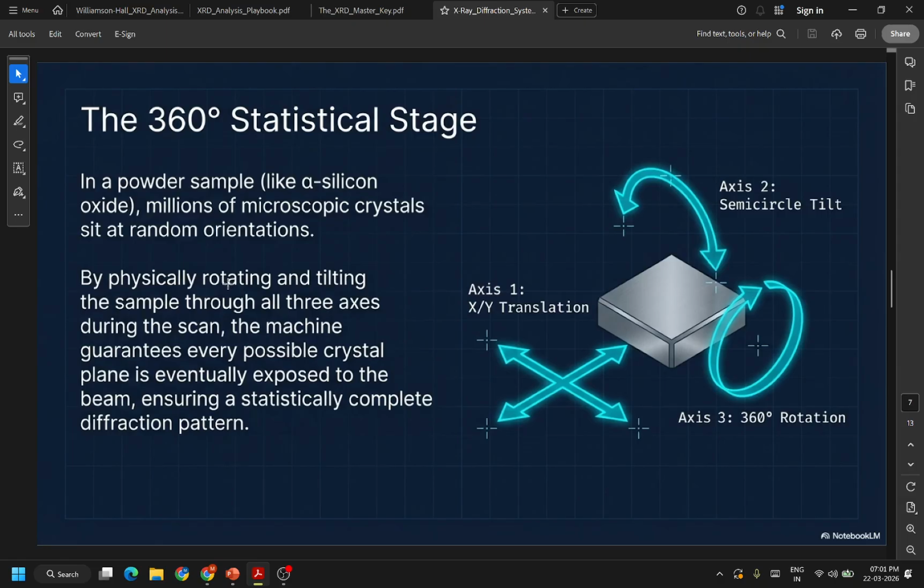By physically rotating and tilting the sample through all three axes during the scan, the machine guarantees that every possible crystal plane is eventually exposed to the beam. This ensures a statistically complete diffraction pattern. It can move in XY, it can tilt, and it can also rotate through 360 degrees, so that every possible orientation comes within your diffraction pattern, and you can get the complete picture of its crystal.